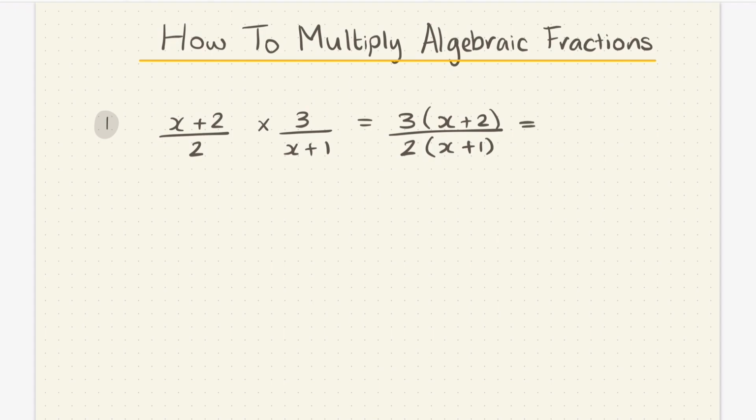We can multiply out this bracket. We get 3x + 6. And then on the bottom, multiplying out the bracket, we have 2x + 2. So if we try another question.